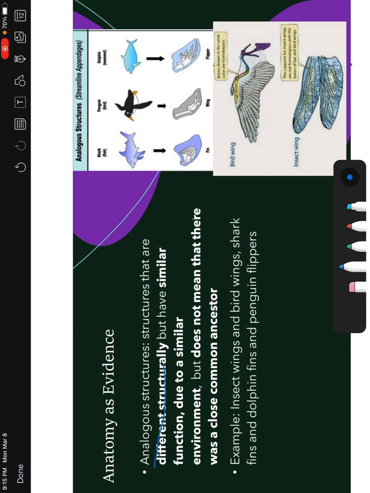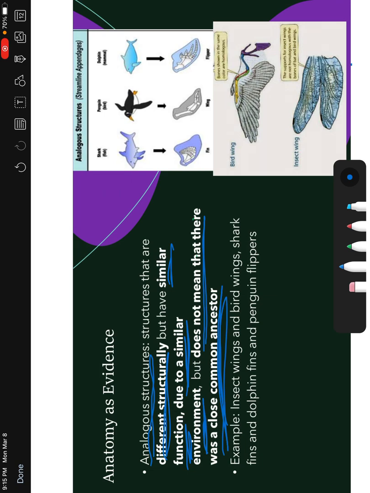So more anatomy as evidence. So this would be an analogous structures example. So analogous structures are going to be different structurally, have similar function due to a similar environment, and it does not mean that there is a close common ancestor. So analogous structures and homologous structures are essentially opposites.